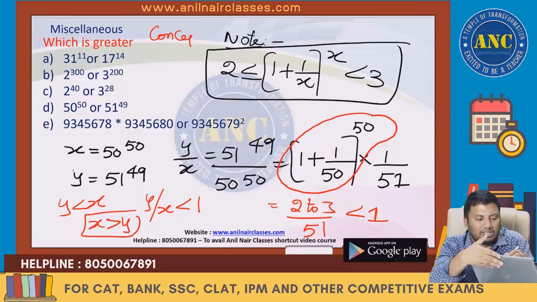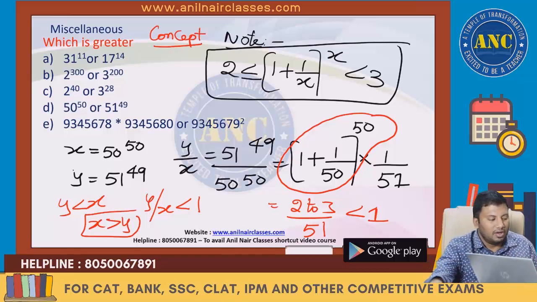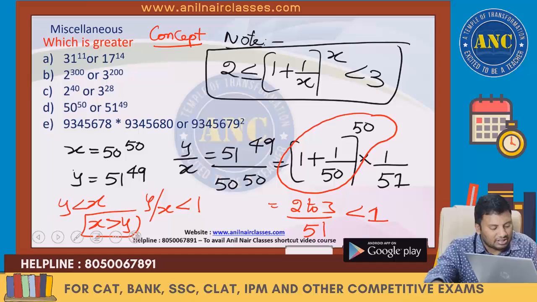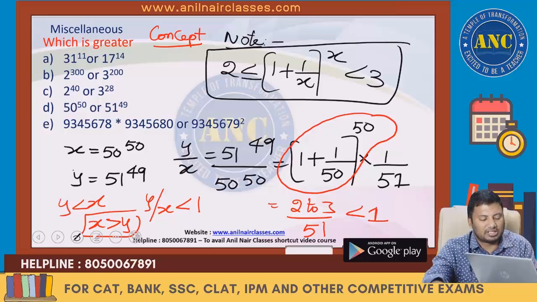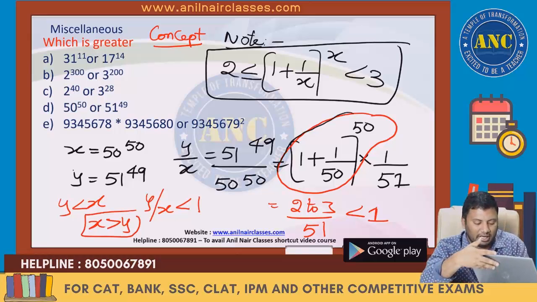Make a note of this concept. 1 plus 1 by x, power x, lies from 2 to 3. So if x is 50 power 50, y is 51 power 49, y by x will become 51 power 49 divided by 50 power 50. This can be written as 1 plus 1 by x, power x.